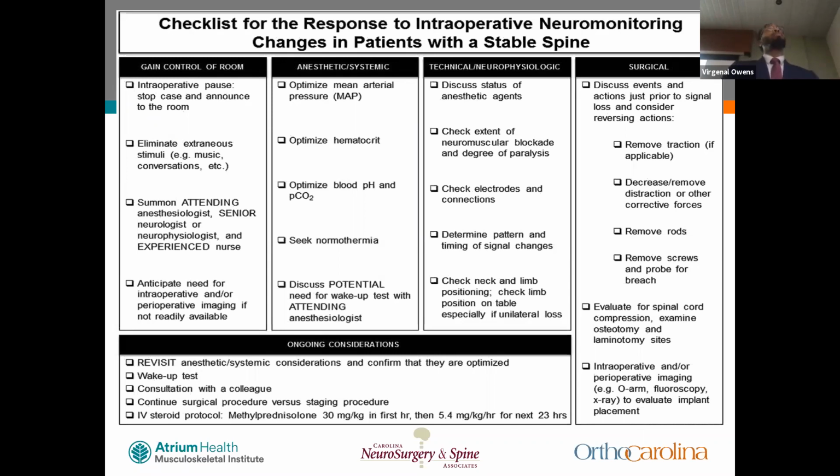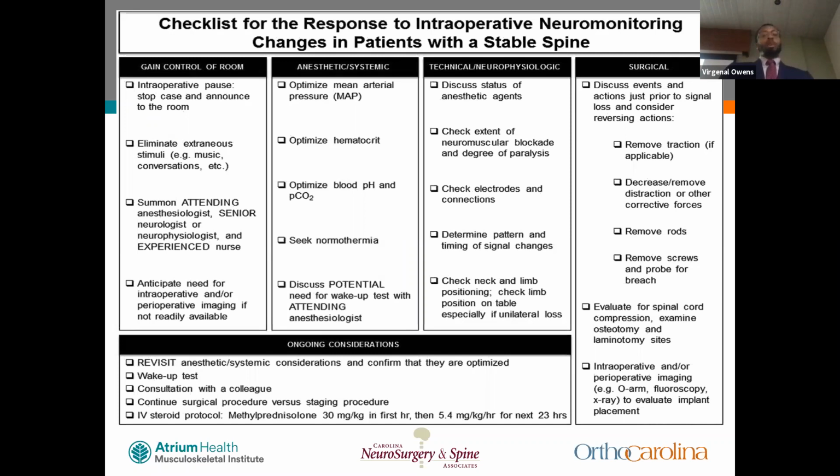From a surgical standpoint, this kind of makes sense. If you put traction and something happened, remove the traction. If you place rods and then something happened, remove the rods. And you also want to evaluate for spinal cord compression if you did any osteotomies or laminotomies, and evaluate if there's compression on a nerve or if there is a bony fragment or cement or anything. And then you also want to think about if you should bring in X-ray or O-arm.